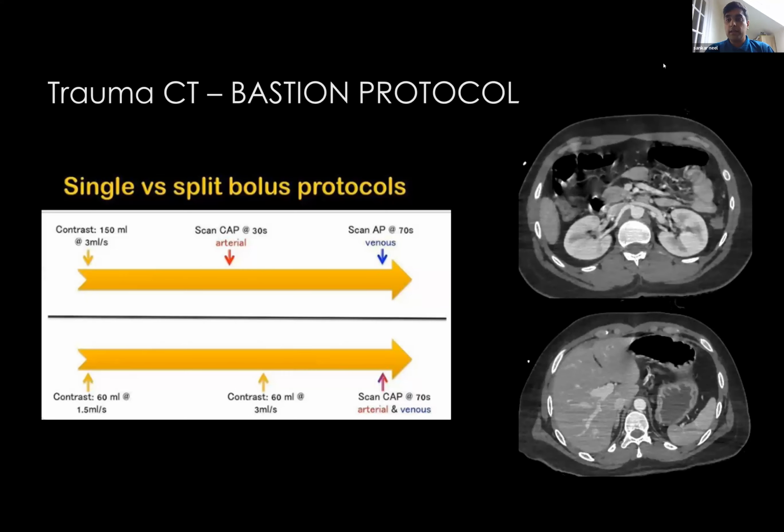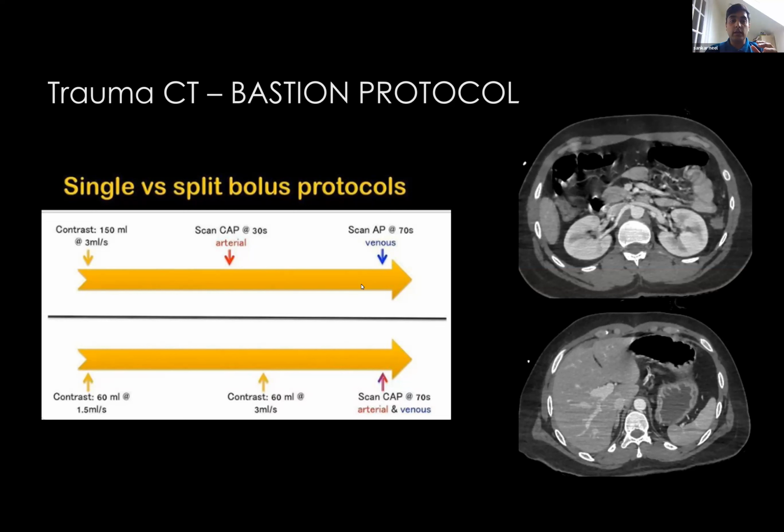Now, the one thing that has come out of the Afghan war in 2011 is the fact that there was a lot of trauma, obviously, for soldiers. We had to have a way of imaging these soldiers quickly. The BASTION protocol was developed to save not only contrast boluses and quantity, but also to image quickly and to obtain as much information from one scan as possible.